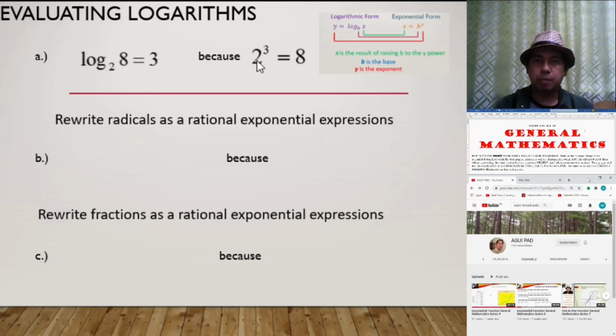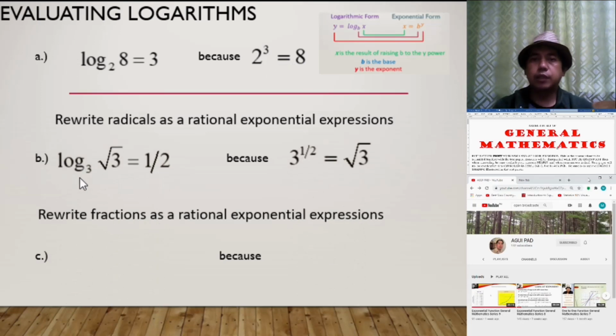2 raised to the power of 3 is equal to 8. So that is how to do the problem. Okay, next. I have in here letter B: log of the square root of 3 with a base of 3 is equal to 1/2. Again, my base is 3 in the exponential form. My base will also be 3.